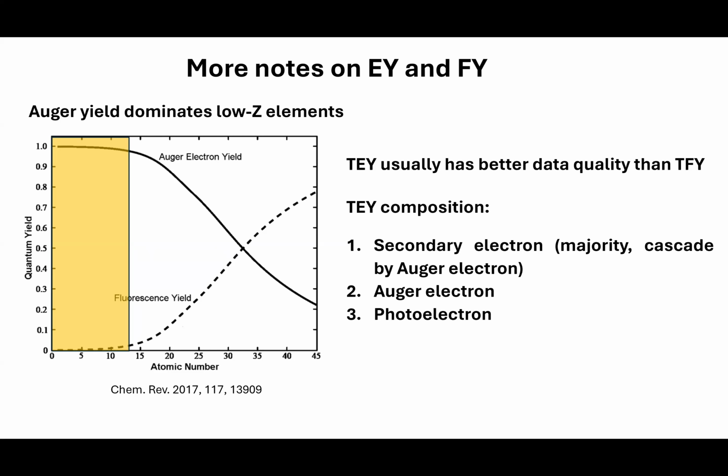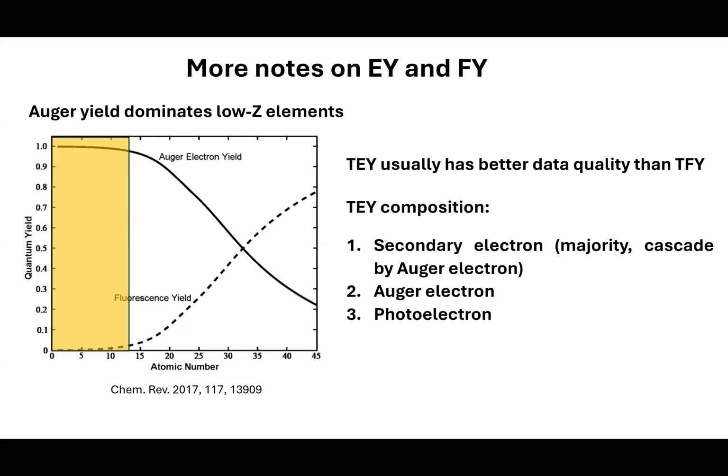But this kind of proportion changes, and you see we have a crossover at around atomic number 33 or so. If we look at the region of our interest for the transition metals, which is between 20 and 30, you see they have roughly comparable probability between fluorescence and electron, right? So I think that's something we need to keep in mind.